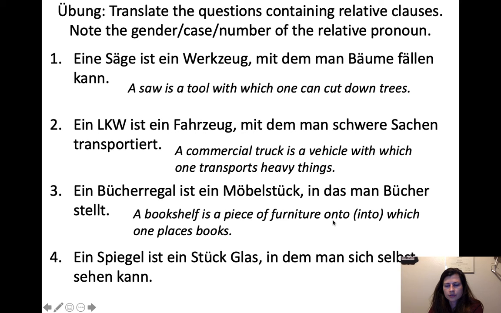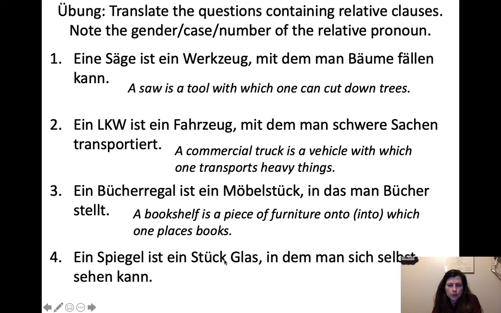So that's why I translated it as onto: a bookshelf is a piece of furniture onto which one places books, on which. You could leave it out and just say on which one places books, but I think it sounds a little more precise to say onto, and then it really proves that you understand what's going on here, because there is a sense of movement in the German sentence.